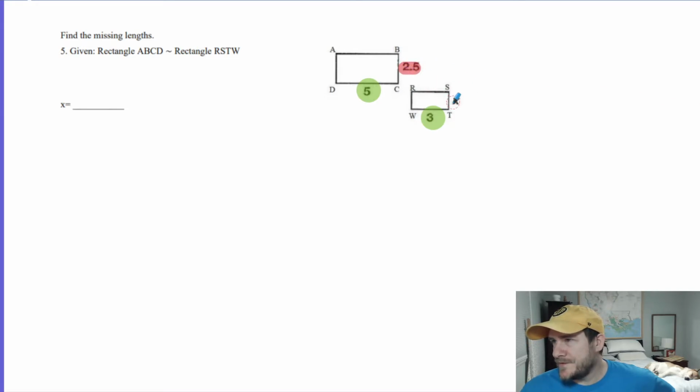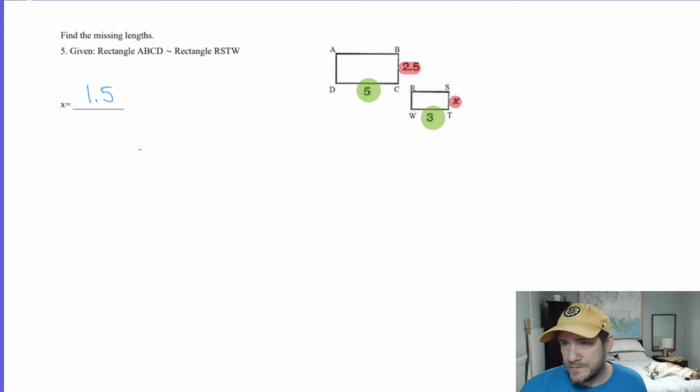So you got the 2.5, you got the W. This should be a problem where you guys can pretty easily see that 2.5 is just half of 5. So x should just be half of 3. It should just be 1.5. Yeah, I can do it in my head too. But you're not going to get credit if you do it in your head.